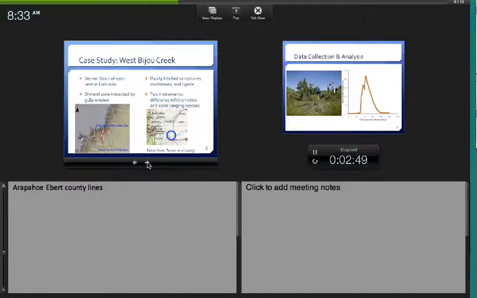West Bijou Creek is a great example of a dryland zone heavily impacted by gully erosion. It's located in central Colorado. So here it is in reference to Denver, just east of that. And it's composed of poorly lithified sandstones, mudstones, and lignites, making it extremely susceptible to erosion by flash floods.